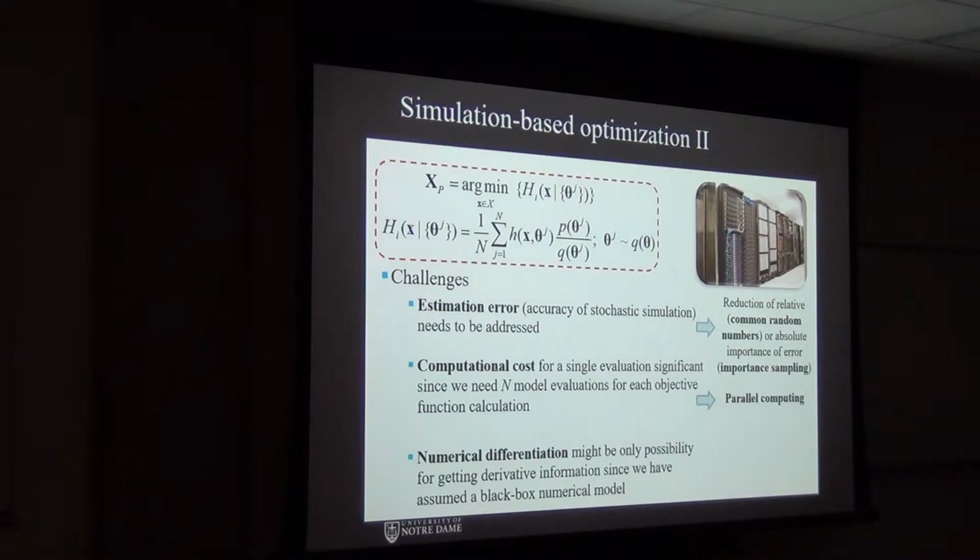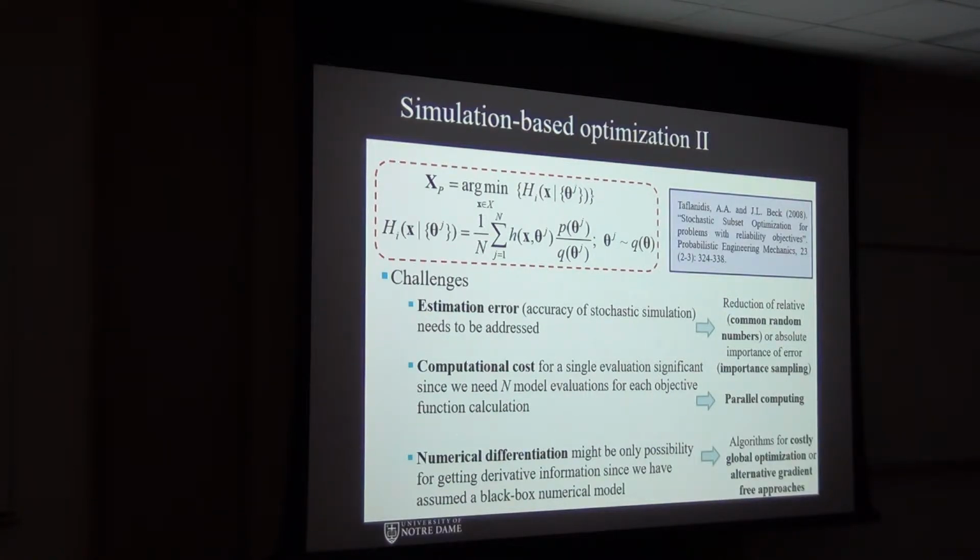This is what we call embarrassingly easy to parallelize problems, because your evaluations within a stochastic simulation are independent. That's why we call it embarrassingly easy. So you can use high performance computing to simplify your life a little bit. Or, if you cannot rely on numerical differentiation, you can use gradient-free algorithms, or algorithms appropriate for costly global optimization. These are really powerful tools.